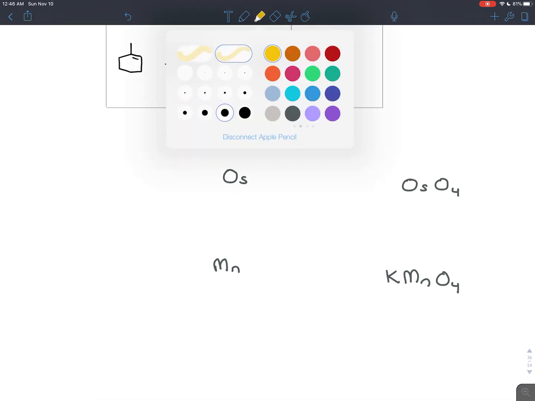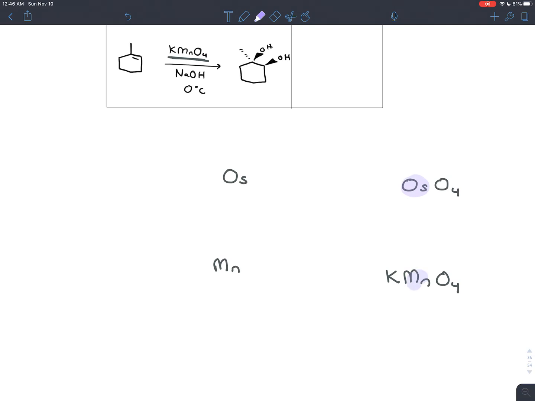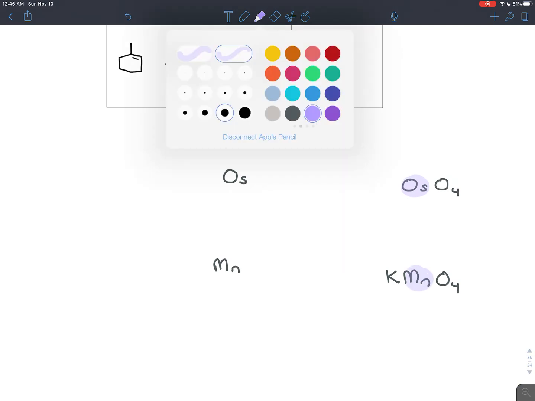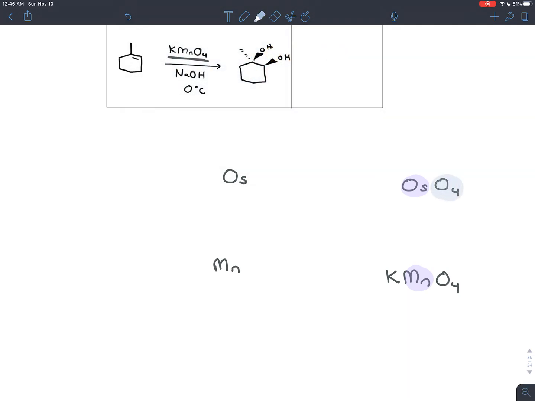Okay, so what we're noticing first is that we have this transition metal in each case, and then we have the four oxygens bonded to it, and the structure is really similar in each of these cases. Now these are transition metals. They have d orbitals, and so they can hold more than 8 valence electrons. So you can see the similarity in the structure of osmium tetroxide and potassium permanganate.